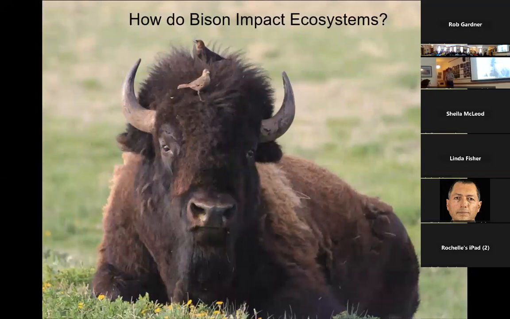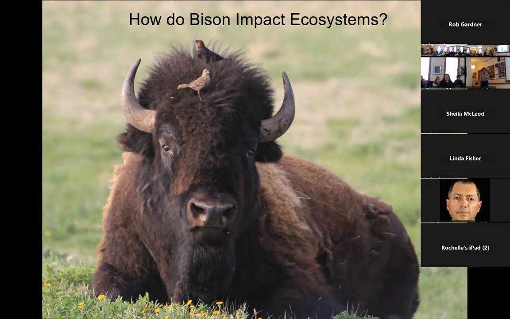So how do bison impact the ecosystem? Brown-headed cowbirds. Brown-headed cowbirds were originally restricted to the Gulf States, primarily Texas. And it was only after the extirpation of bison and the start of the big cattle drives that brought Texas longhorns north on things like the Chisholm Trail into southern Saskatchewan that the cowbird began to expand its range, as a male and a female.